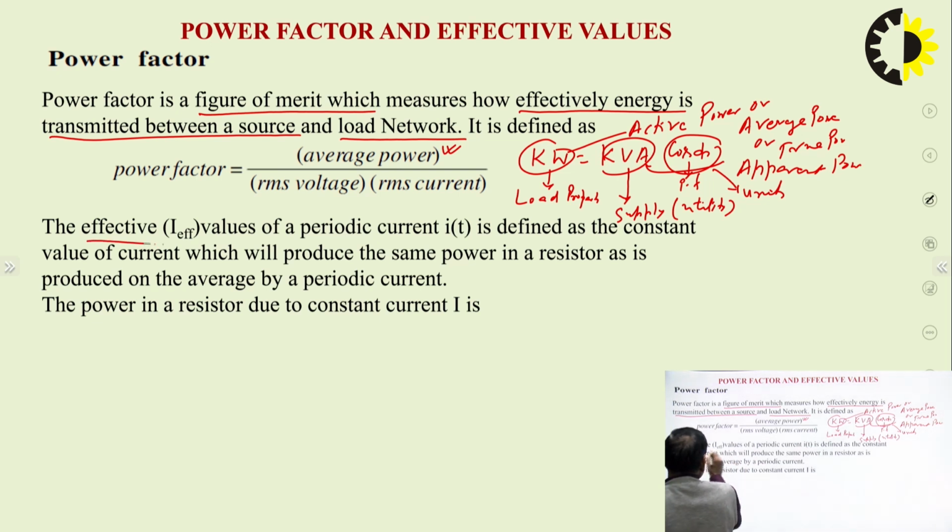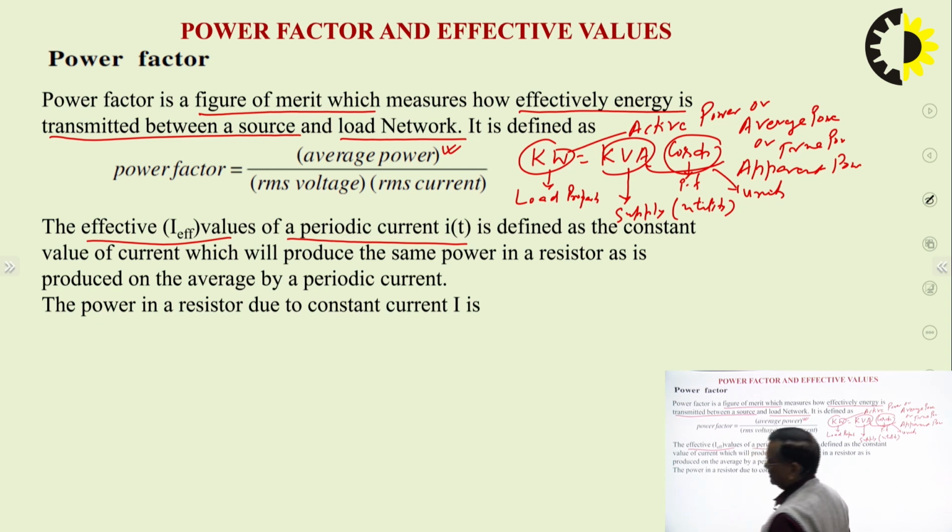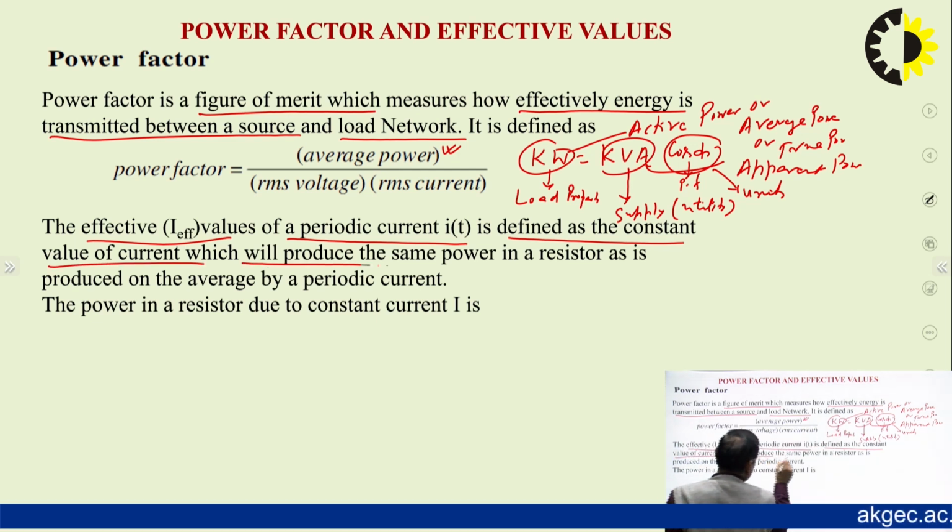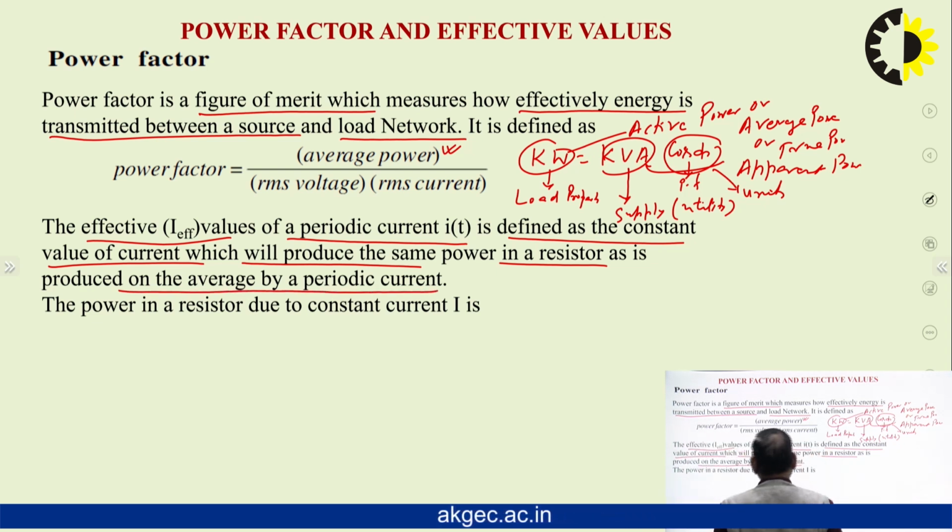And another term is effective values. So what is effective value? The effective value of a periodic current i(t), periodic current meaning it may be sinusoidal or non-sinusoidal periodic, is defined as the constant value of the current which will produce the same power in a resistor as is produced on the average by a periodic current. So this is the definition of the effective value.